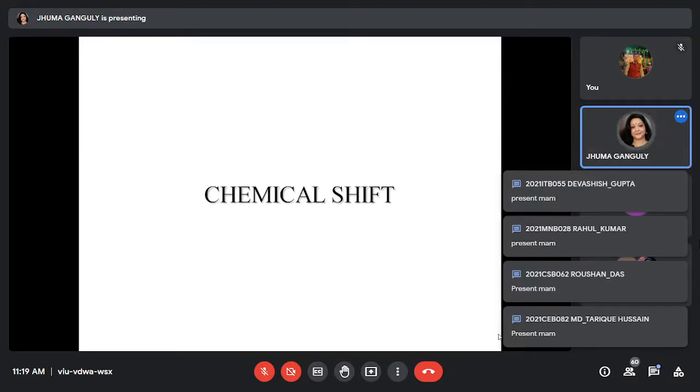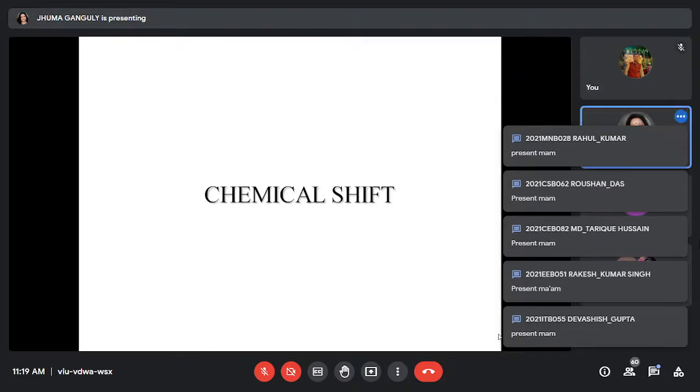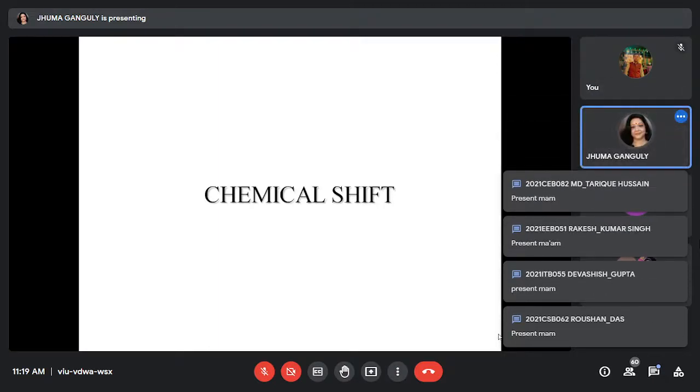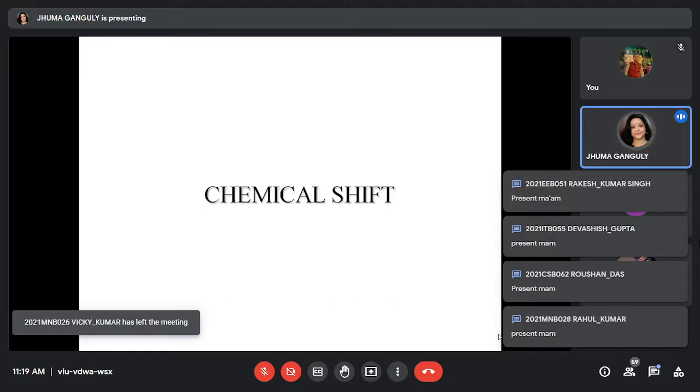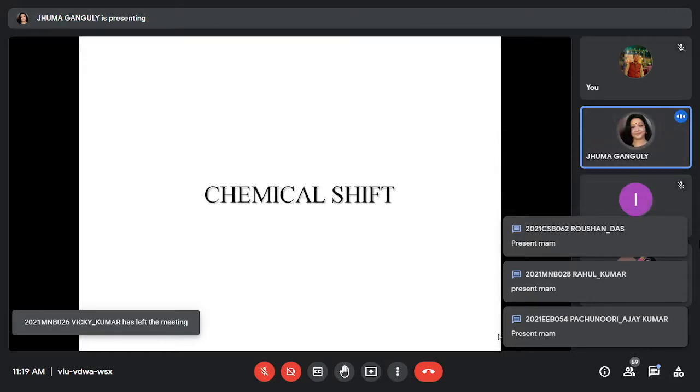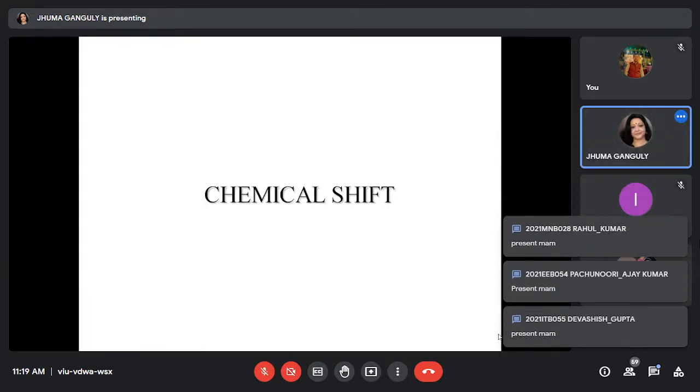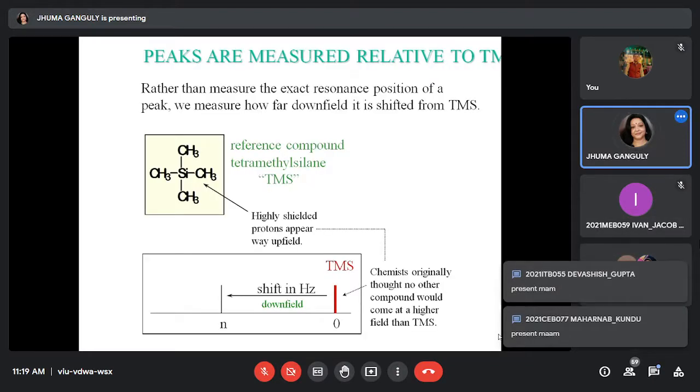So for the analysis of NMR, we need some terminology. One of them is chemical shift. I am explaining here with respect to proton in detail. To understand the chemical shift, first we need to be clear about one internal standard for NMR analysis. We can use an internal standard.